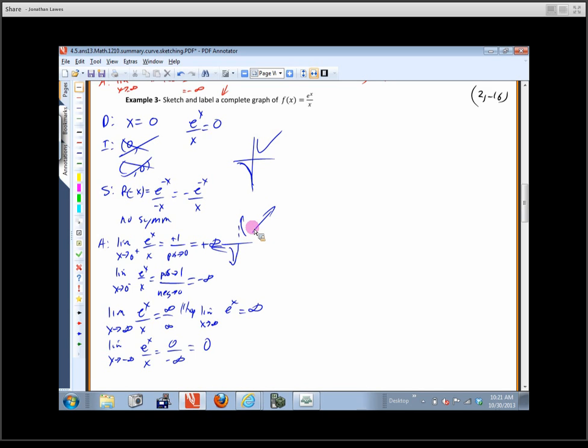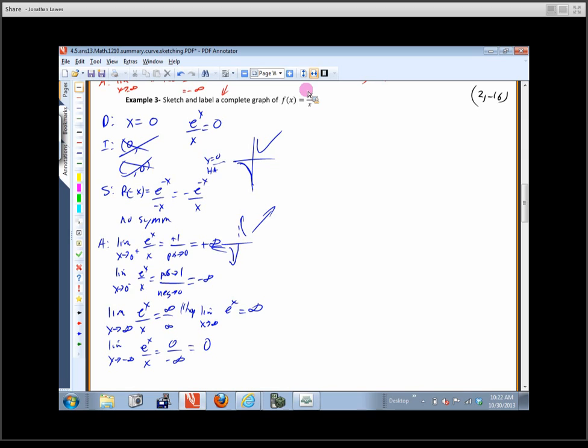Good ballpark. Domain, intercept, symmetry, asymptotes. We've got a vertical asymptote. Do we have a horizontal asymptote here? At y equals 0. Y equals 0 is a horizontal asymptote out on this end right here. Not on the right end. We don't have a horizontal asymptote on the right end. We've got some growth toward infinity. We've got this increasing without bound.